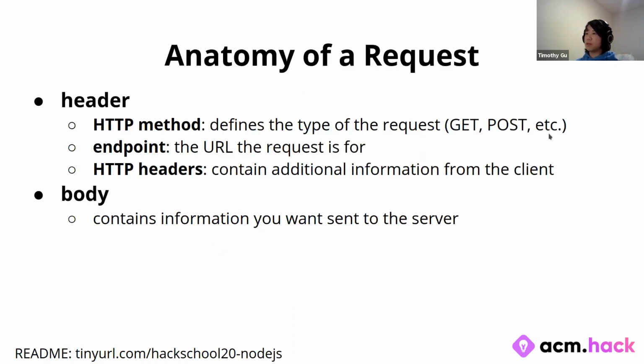A request in general contains two parts: a header and a body. The header has three additional parts. We have the HTTP method, which defines the type of request, GET versus POST, and even other possibilities. We also have the endpoint, which is essentially the URL that the client is requesting. Sometimes the client will also send additional information to the server in the form of HTTP headers, and we'll see examples for all of these later.